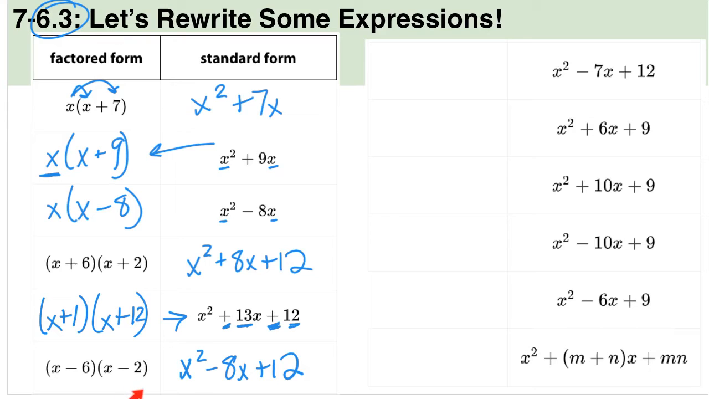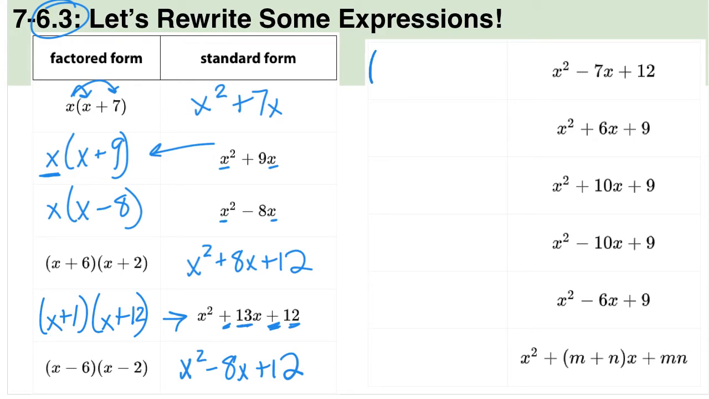In the next one, if you multiply it all out, you'd get x squared minus 8x plus 12. Notice that that last term is positive, so these two need to be the same sign. And I have a negative 8x. Notice that negative 6 plus negative 2 would be negative 8. So there's a pattern that you can start using to help you out.